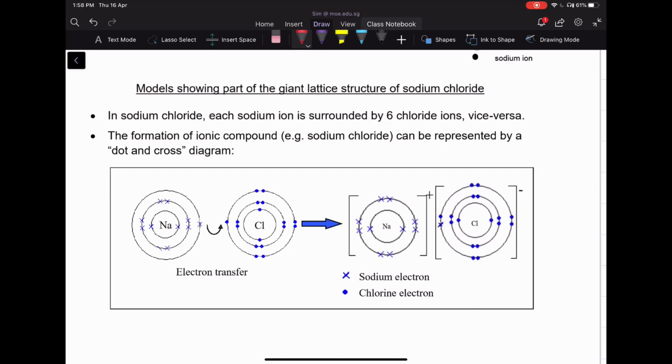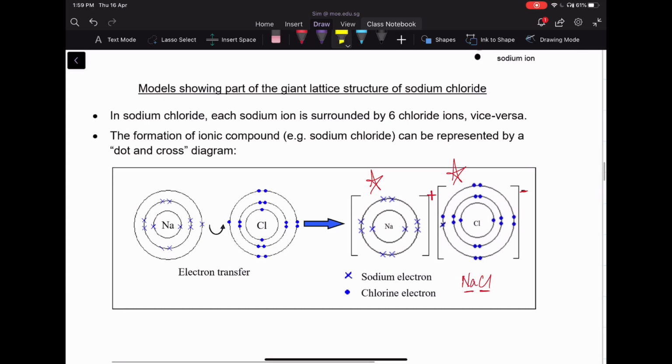So what I have over here is your dot and cross diagram for sodium chloride. You realize it's just a combination of sodium ion and chloride ions. The reason why it's drawn 1 by 1 is because this is a plus charge and this is a minus charge. Okay, that's why the formula is NaCl, because it's 1:1. That's why you only draw 1, 1 side by side. But if the formula is different, that means you must draw differently.